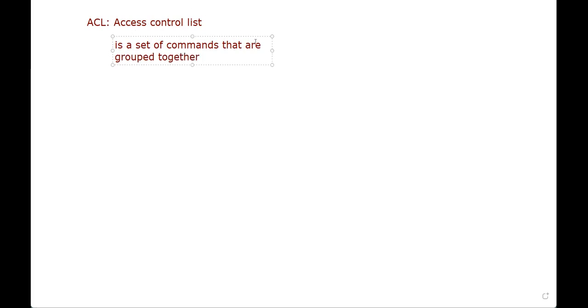So first of all, you need to understand what is ACL. ACL is access control list. As I already told you, it is used to prevent unauthorized access from outside. ACL is a set of commands that are grouped together, like to deny an interface, permit an interface, or filter information on an interface. You can block the whole network with ACL, you can allow the network which you want to allow, and you can filter some information on your network.